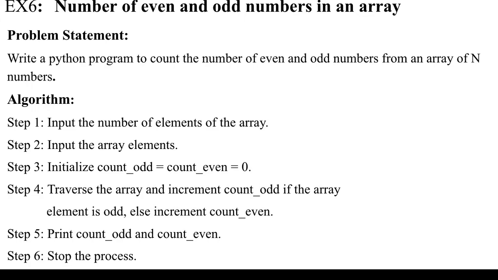Usually the algorithm represents the step-by-step process of a given problem. Based on that, step 1 is to input the number of elements of the array. Step 2, input the array elements. In step 3, initialize the count variables even and odd as 0. In step 4, traverse the array elements and check if each element is odd or even. If it is odd, then increment the odd count, else increment the even count. At the end of the loop, print the odd count and even count. Then stop the process. Now we'll see the flowchart for this problem.